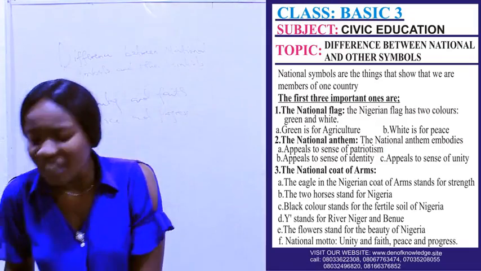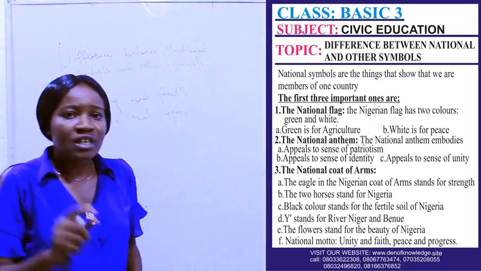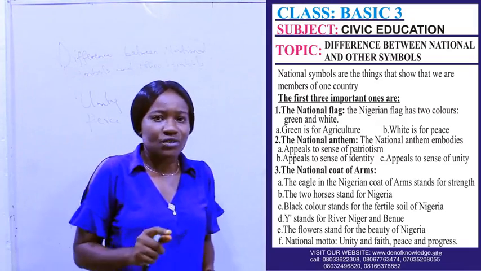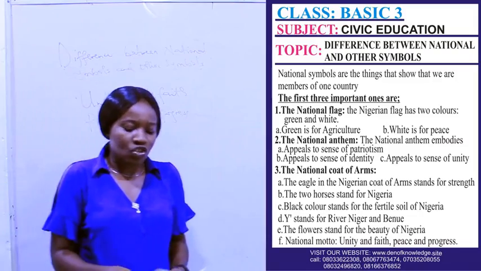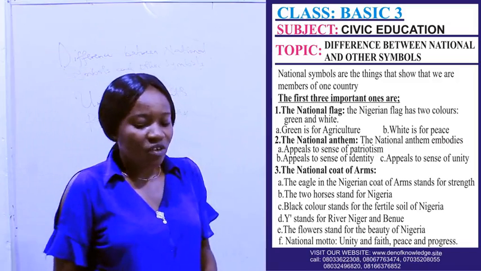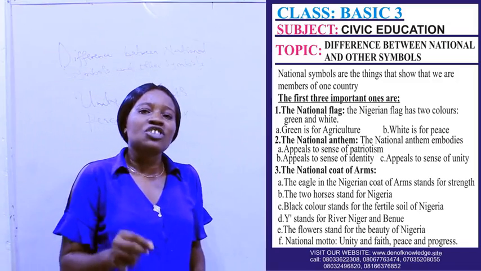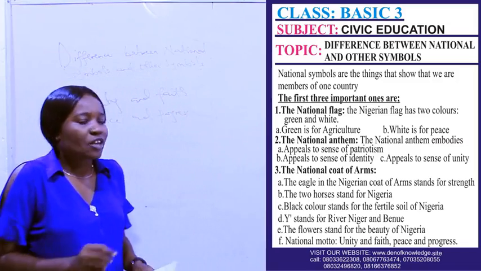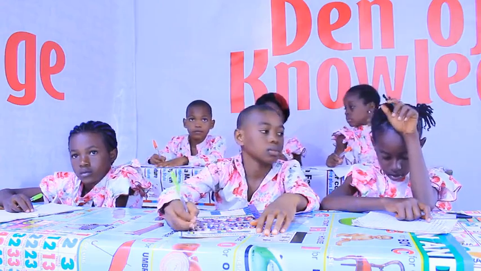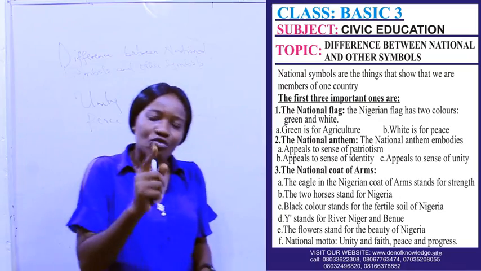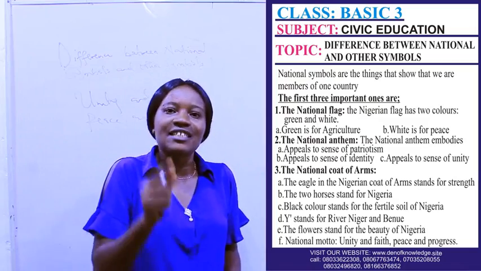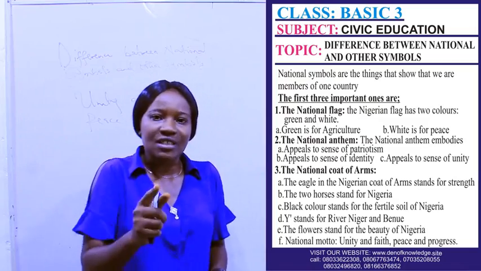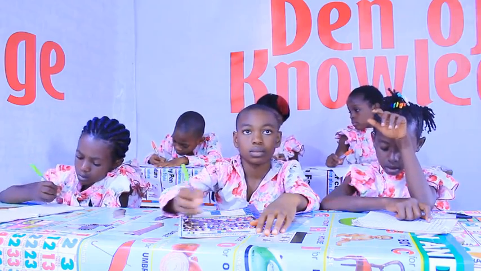Then the next one is the national passport. Then the next symbol is the Nigerian constitution. The current constitution we are using is the 1999 presidential constitution.